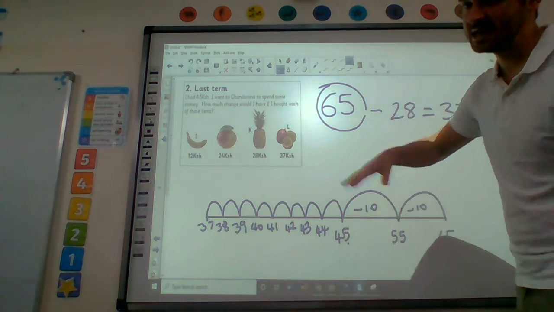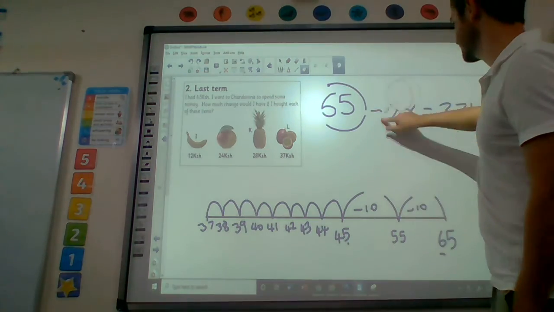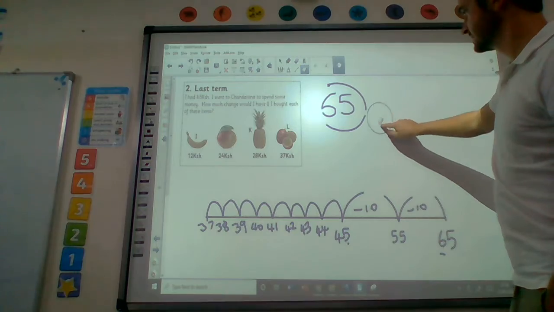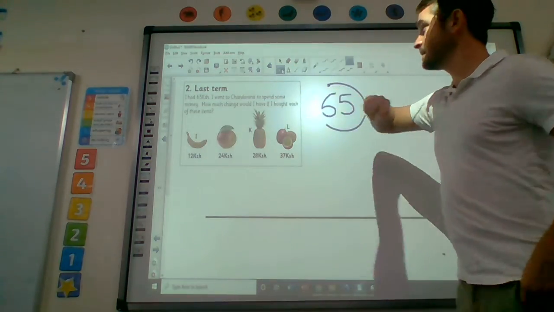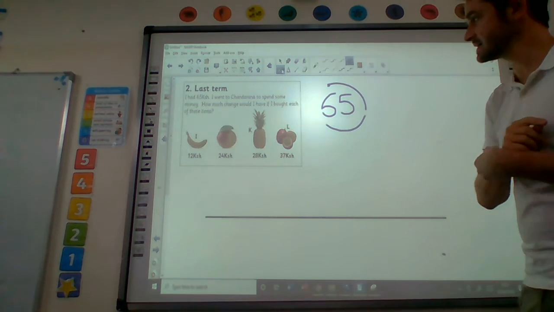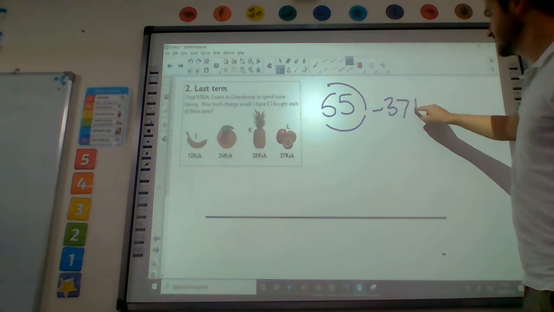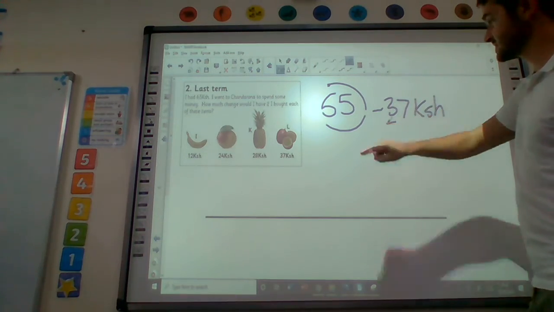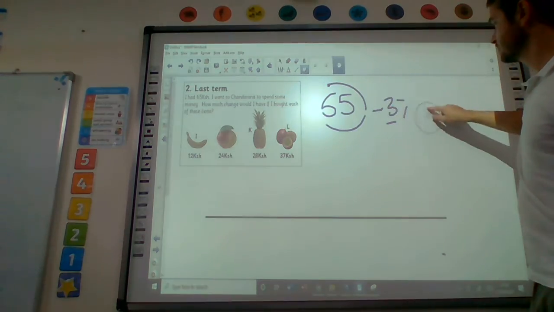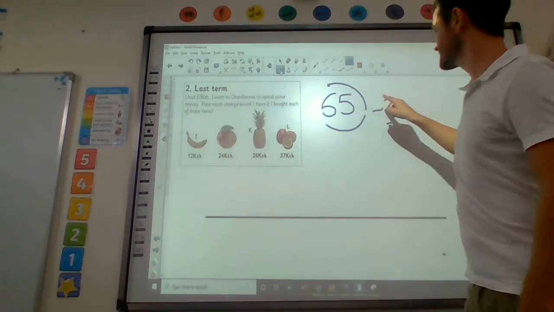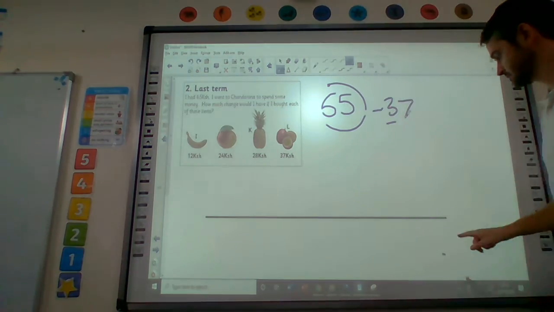Making it look like this, then come back and see how I got on with L. Ooh, don't want to get rid of my 65. If I bought some passion fruit, then let's find out. We've started with our 65, we're taking away 37 Kenyan shillings. So this time I'm taking away 3 tens. You need to have a good look at your number line. Make sure you've got enough space to do 3 tens and then 7 ones. Have a go now.